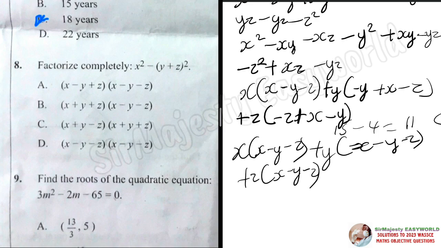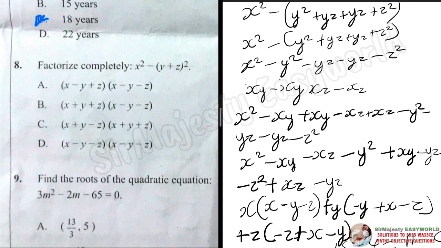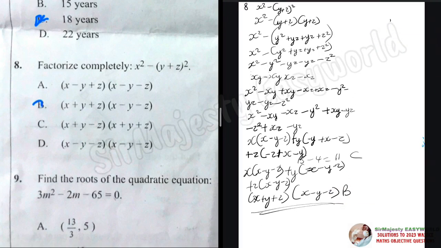So we're going to factorize everything. We're going to pick out these three here. So that will be x plus y plus z bracket x minus y minus z. So this could be our final answer. So the answer that corresponds with this is B. So the correct answer to this question is B. So let's move on to the next question.